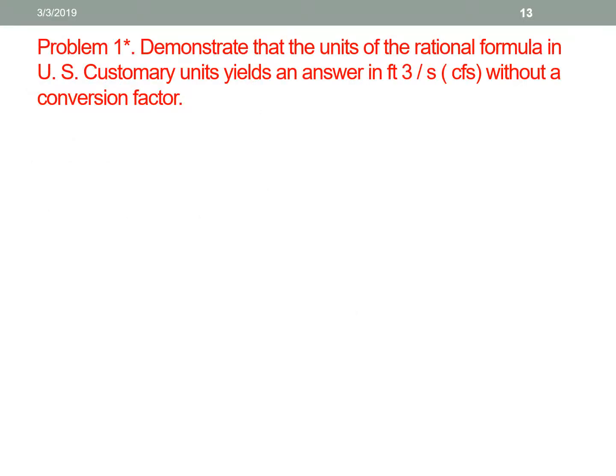Problem 1. Demonstrate that the units of the rational formula in US customary units yield an answer in feet cubed per second without a conversion factor. Please pause your video and see how we can find the right answer.